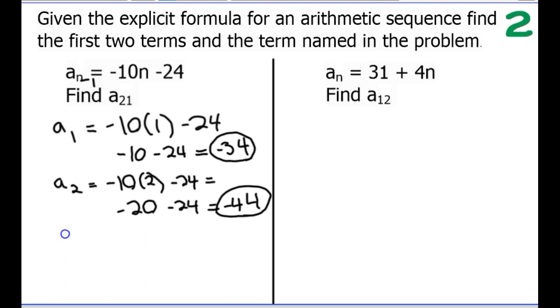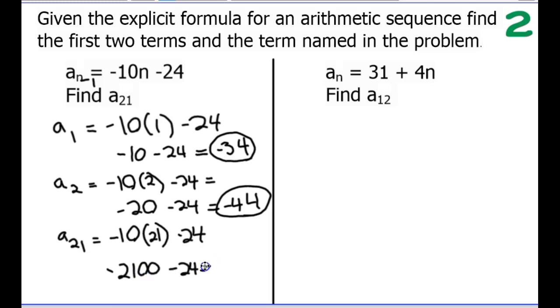Now we're going to find what a sub 21 is, or the 21st term. So we're going to have -10 times 21, minus 24. So -10 times 21, that would give us -2100 minus 24, which would give us -2124. So the 21st term is -2124.